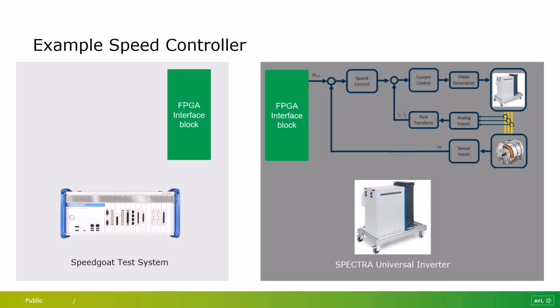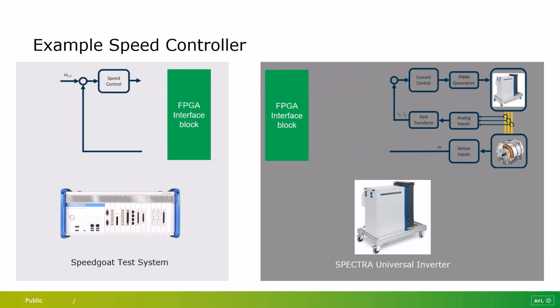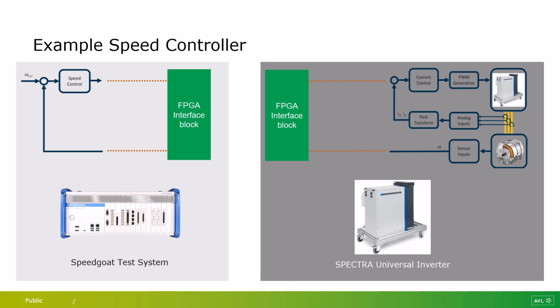Before we show you how we use it in our testbed, a brief explanation of the use case. In the demo we will show you how we move the speed controller from Spectra to Speedcode. To do this, we provide an interface block in Simulink that allows you to easily connect your own speed controller.